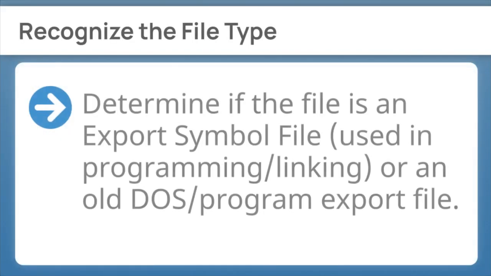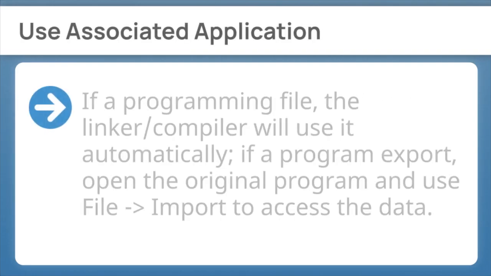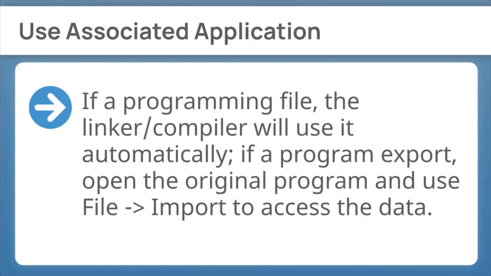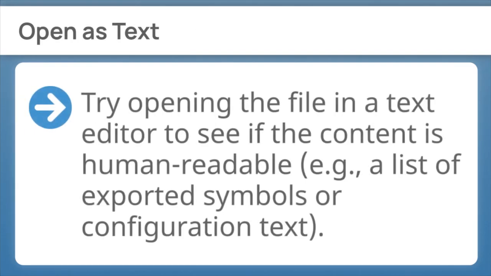First, recognize the file type. Determine if the file is an export symbol file used in programming / linking, or an old DOS program export file. Next, use associated application. If a programming file, the linker compiler will use it automatically. If a program export, open the original program and use File, Import to access the data. Finally, open as text. Try opening the file in a text editor to see if the content is human readable, e.g. a list of exported symbols or configuration text.